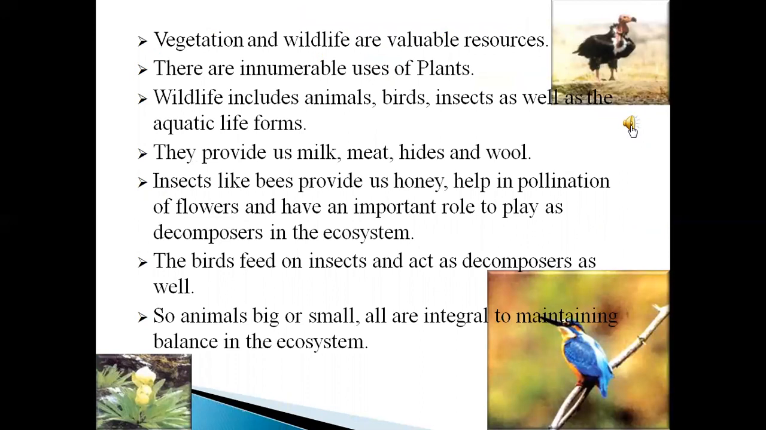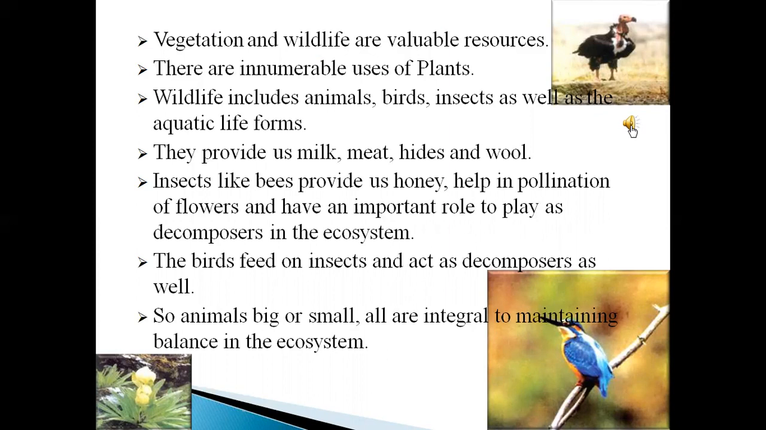Vegetation and wildlife are valuable resources. Plants provide us with timber, give shelter to animals, produce oxygen we breathe, protect soil so essential for growing crops, act as shelter belts, help in storage of underground water, give us fruits, nuts, latex, turpentine oil, gum, medicinal plants, and also the paper that is so essential for your studies. There are innumerable uses of plants and you can add some more.